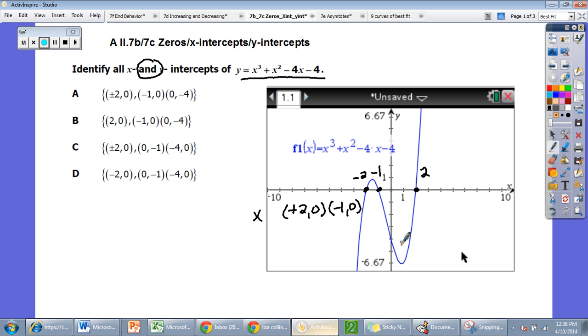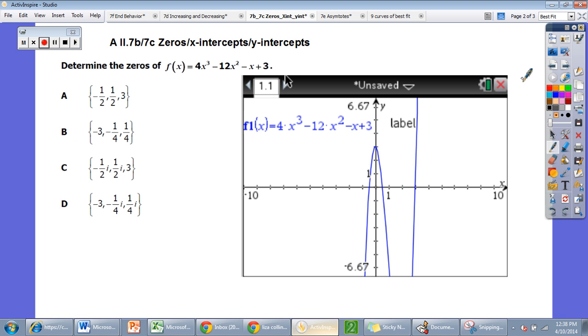Then we also have this y-intercept down here that we want to make sure not to forget, and that's -1, 2, 3, 4. So that's 0, -4. So our correct answer here is answer choice A. And we're so used to really focusing on the x-intercepts that we want to make sure we don't forget about the y-intercepts when they do ask us a question about the y-intercepts.